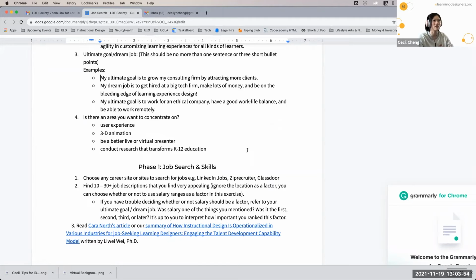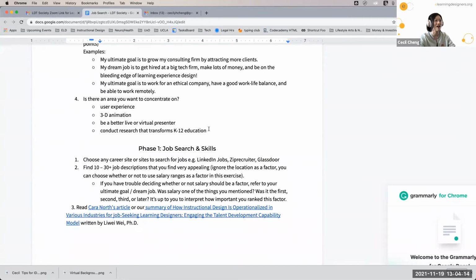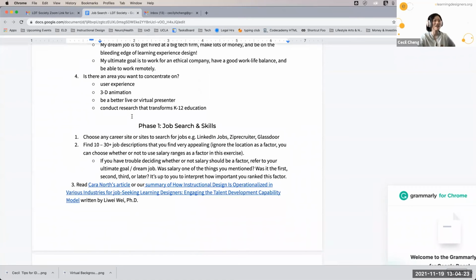I know we don't cover that in our program, but I think with Adobe Animate, that's a thing. Or if you want to get really techie with software engineering, learn Unity if you want to really get into learning games. Or maybe you just want to be a better live virtual presenter. That hasn't been a priority for me, clearly. Or you want to conduct research that transforms K-12 education.